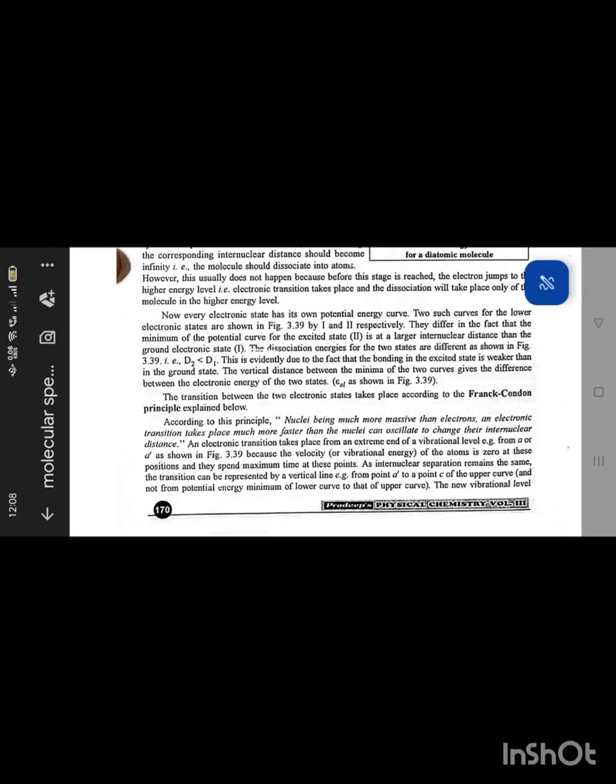This is evidently due to the fact that the bonding in the excited state is weaker than in the ground state. The vertical distance between the minima of the two curves gives the difference between the electronic energy of the two states. The transition between the two electronic states takes place according to the Franck-Condon principle.